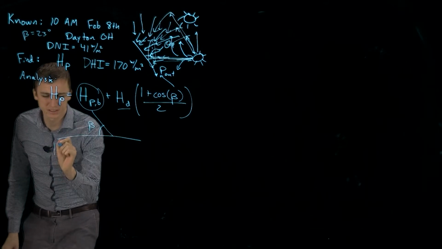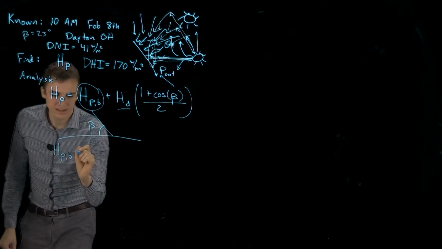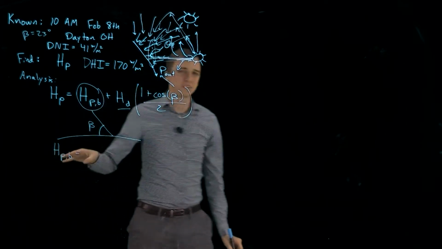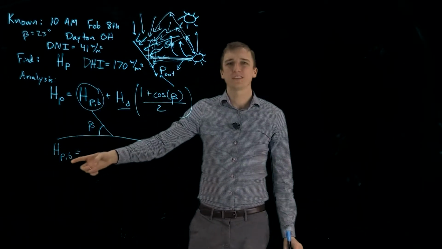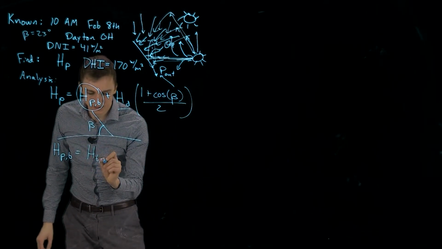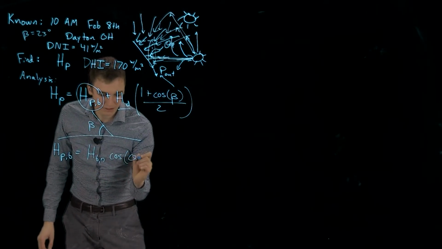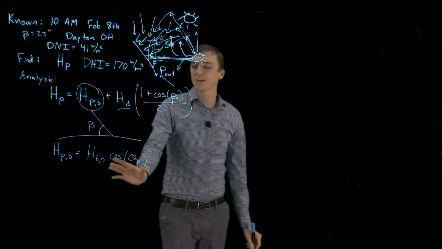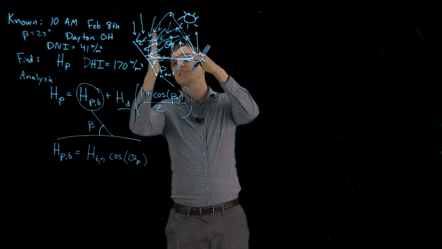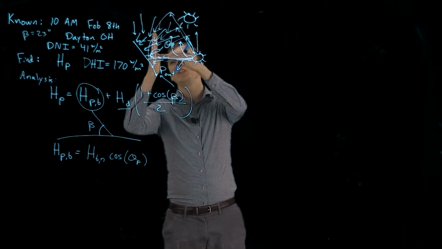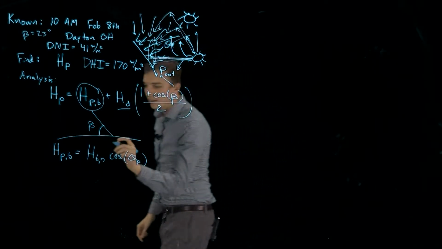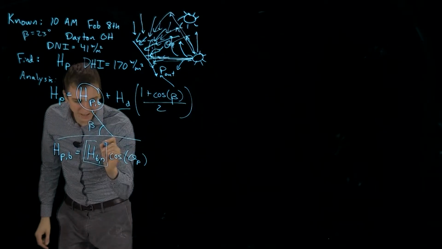So first, HPB, the heat flux incident on our panel, normal to the direction of travel from just the sun's beam. And that is equal to HBN times the cosine of theta p, where again, cosine of theta p scales the area such that we project the area normal to the direction of sunlight. Now we're getting to something we can use.